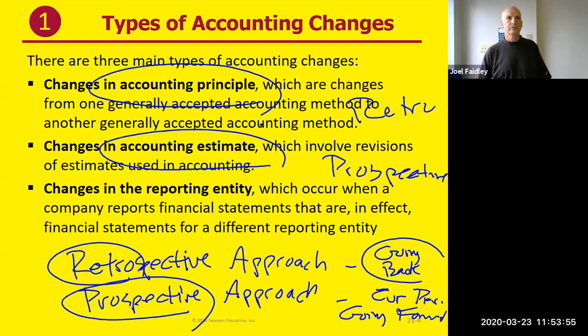What do you do with errors? Well, if it's material, right? The materiality principle, if it's material and it's an error, you need to go back and do a retroactive change. If it's not, if it's something very insignificant, then no, you don't. You just change in the current period going forward.